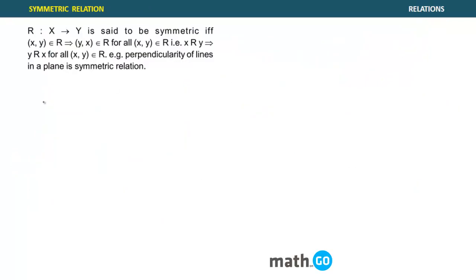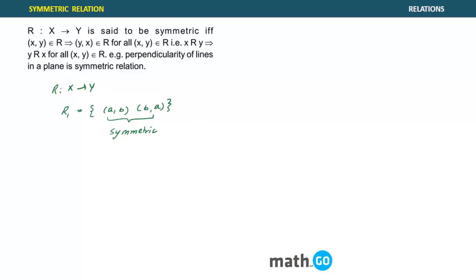The other type of relation is the symmetric relation. So what does the symmetric relation say? There is a relation R from x to y. How is it defined? If a relation has an element a comma b, and the ordered pair b comma a is also there, then this type of relation is called a symmetric relation. This is what is meant by symmetric relation.